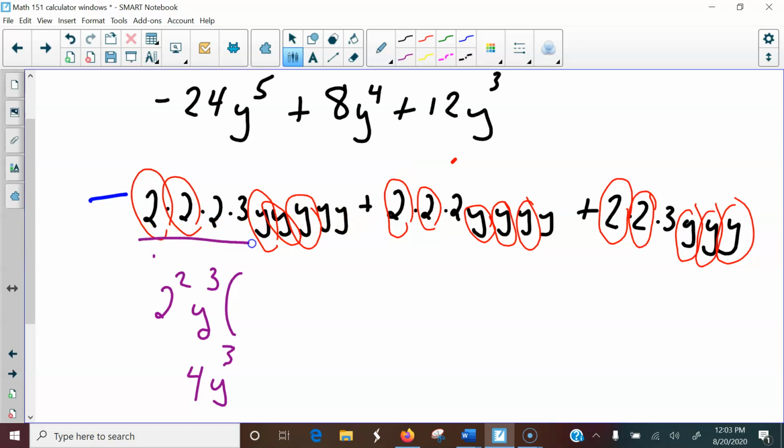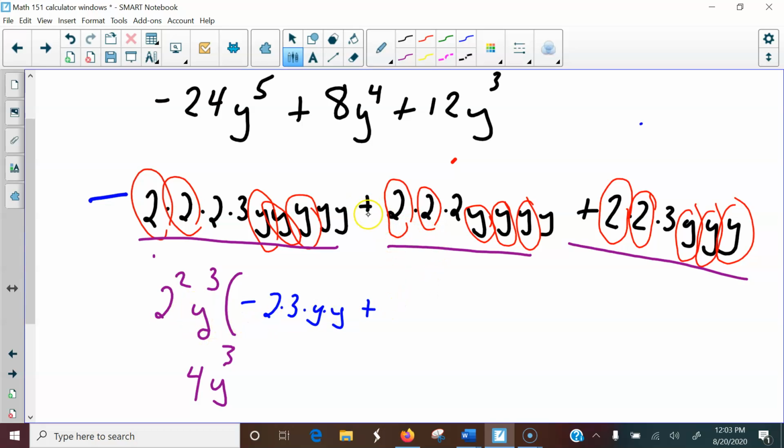Notice that here I've got 1 term, 2 terms, 3 terms. So there are 3 pieces that are separated by a plus or minus sign. Since there are 3 pieces here, there should be 3 pieces left. In the first one, I've got a minus sign, a 2, a 3, and 2 y's. So minus 2 times 3 y times y. All right, that's what was left after you took out the 2 squared y cubed.